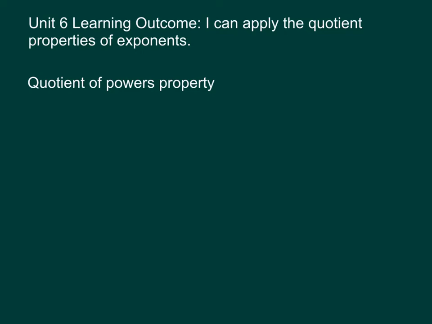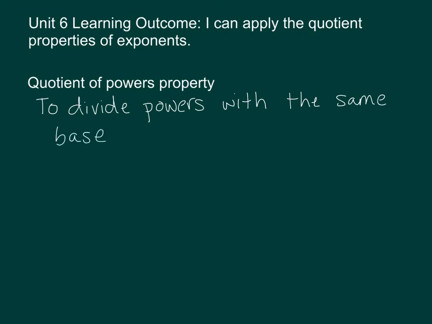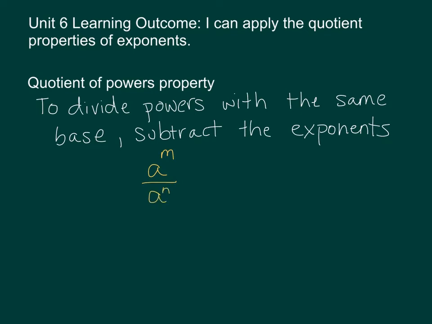The first thing you need to recognize is that to divide powers, that's what quotient means, with the same base, subtract the exponents. This is going to look like a to the m over a to the n equals a to the m minus n. Okay, so that's the rule.